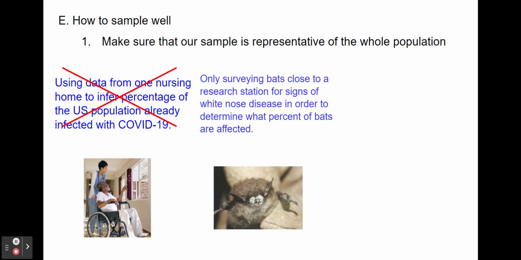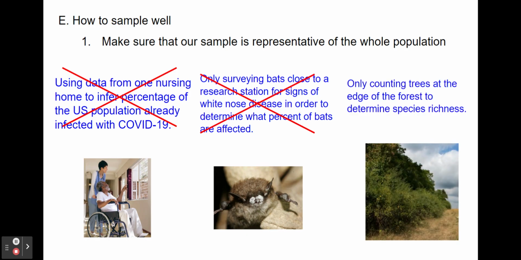No good. What if we only survey bats that are close to a research station for signs of white nose disease in order to determine what percentage of bats are affected? Well, this is a problem because of our location choice. Bats actually avoid light, and sick bats are the only ones that will not be avoiding light, like the lights at the research station. So when we look at our sample, we're going to be seeing a higher percentage of infected bats than we would if we looked over a larger survey area that was not just close to the research station. No good, not representative.